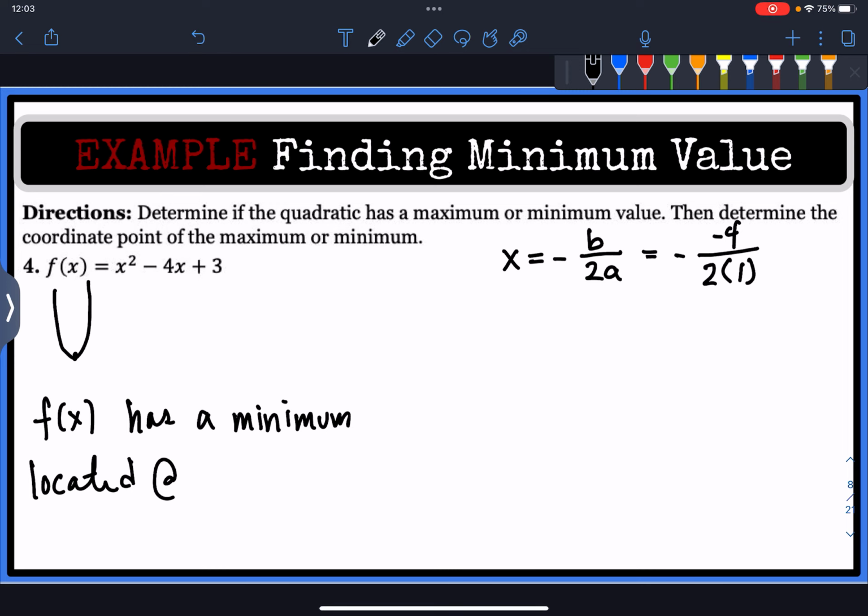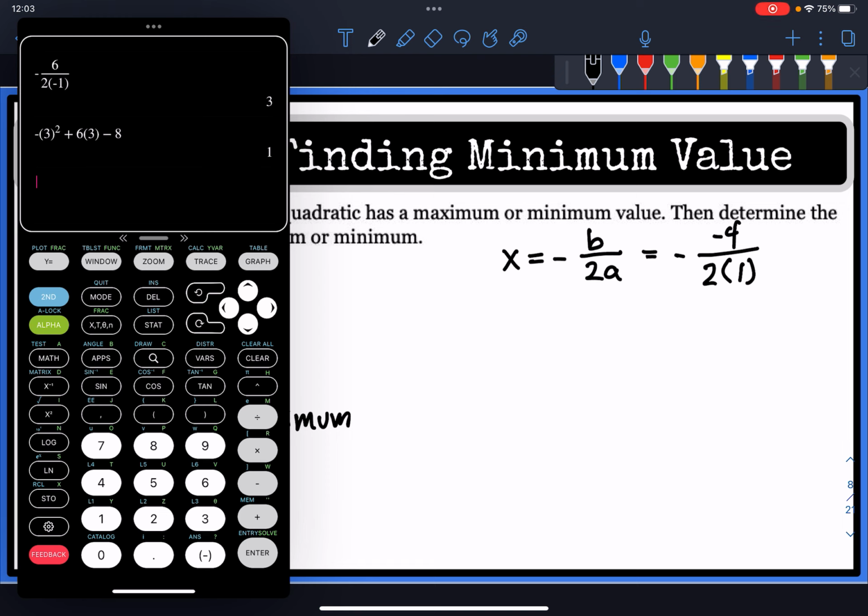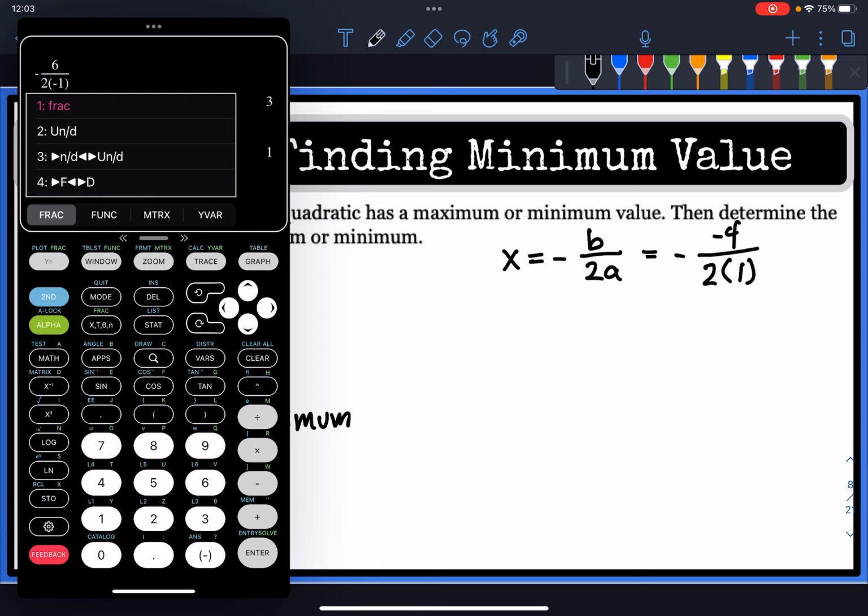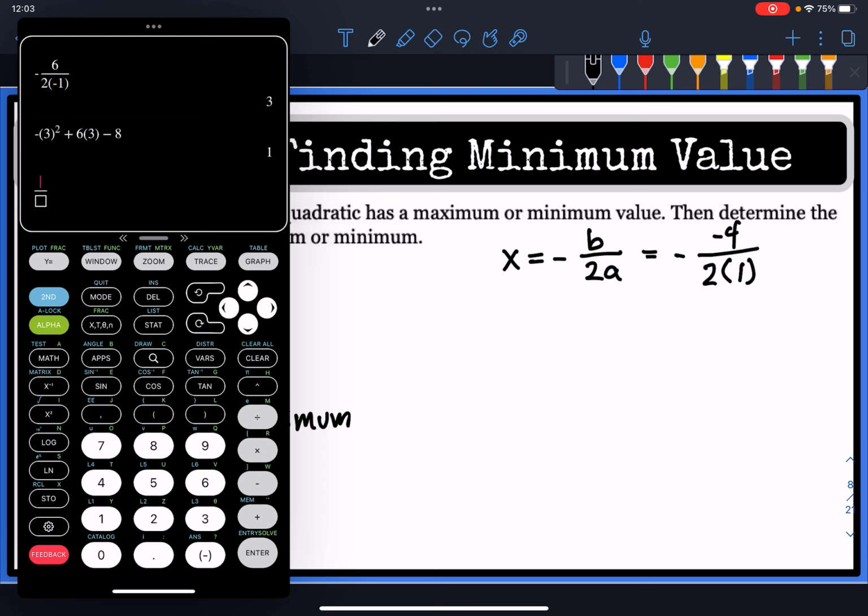So let's plug this into our handy dandy calculator. Control y equals to get the fraction. Oh, let me put the negative in the front. Then we have -4 in the numerator, and in the denominator is 2 times 1, which equals 2. So x equals 2.